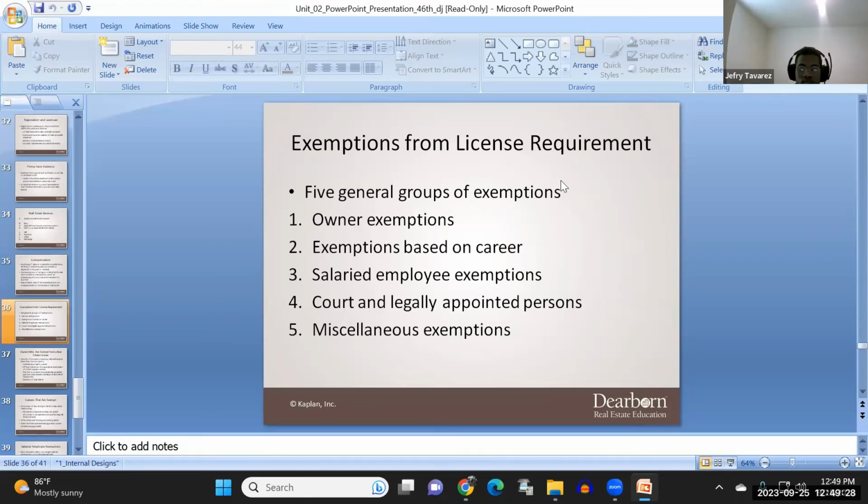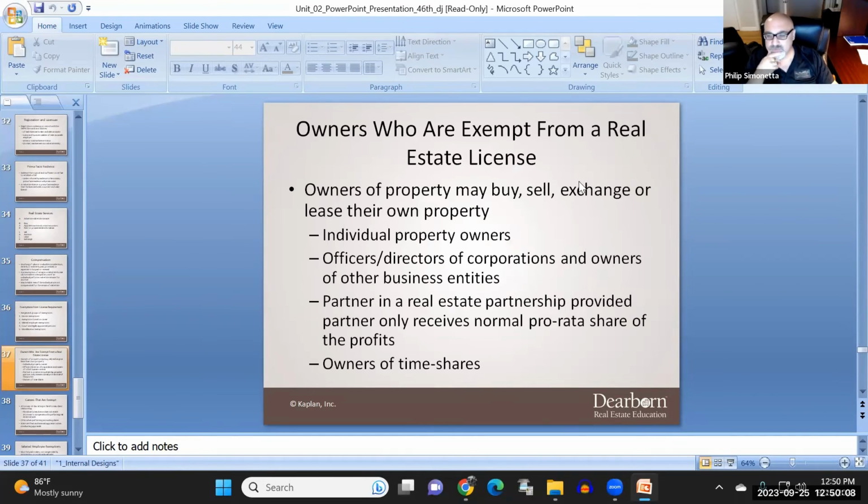So let's talk about exemptions from licensure. There are a couple of things that there are exemptions for. The 5 general groups of exemptions: Number 1 is your owner exemption. If you're going to be the buyer or seller, you don't need anybody. Exemptions based on careers. There are certain careers, and I'll go over them in a second. The salaried employee exemptions. Remember, if you work for a property manager and you're salaried, you don't get commissions, or you work for a developer and you're salaried, you don't get commissions. You have that exemption. Court and legally appointed persons. And then there's a couple of miscellaneous ones. So let's talk about the owners who are exempt from real estate.